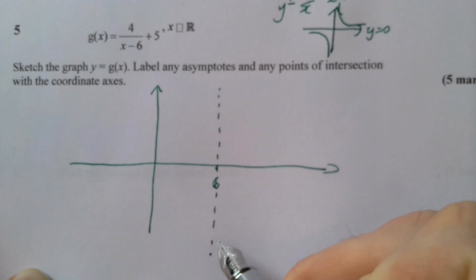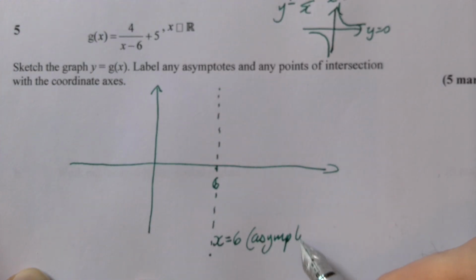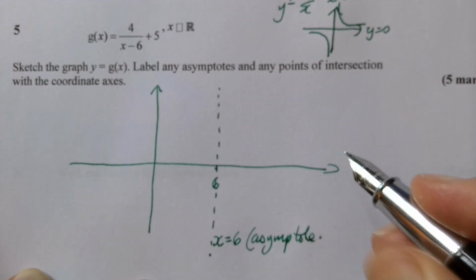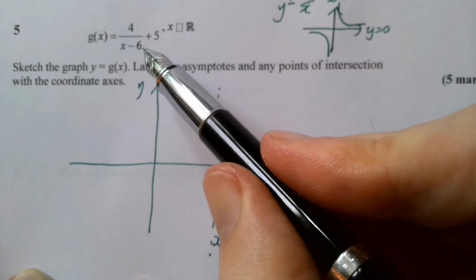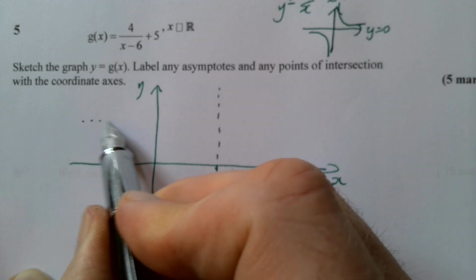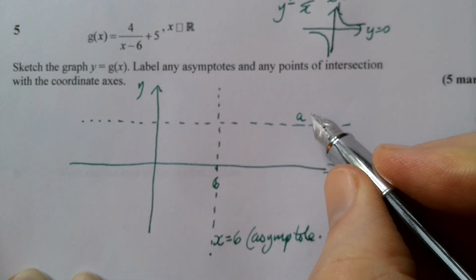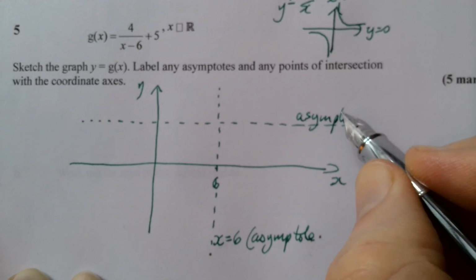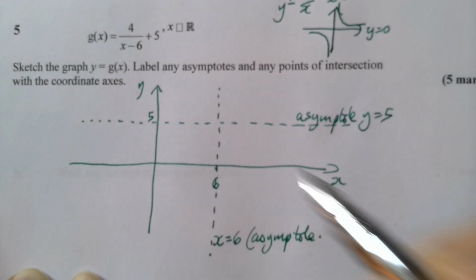And you get a mark for labelling it asymptote, so x equals 6. Asymptote. Now the other one would normally be where the x-axis, where y equals 0, but because after the function we are adding 5, that's going to transform the whole graph up 5. So if we put that going across there, asymptote y equals 5. So that's going through where y equals 5.